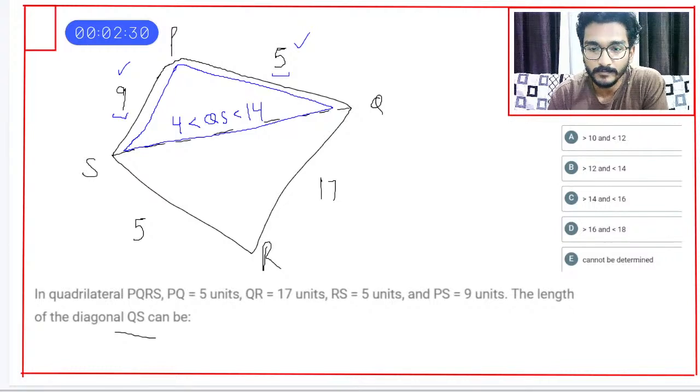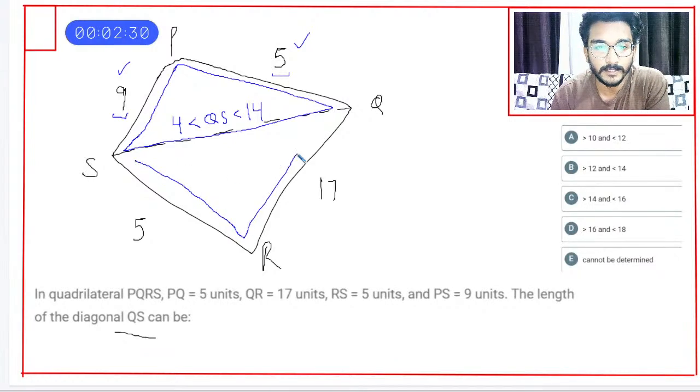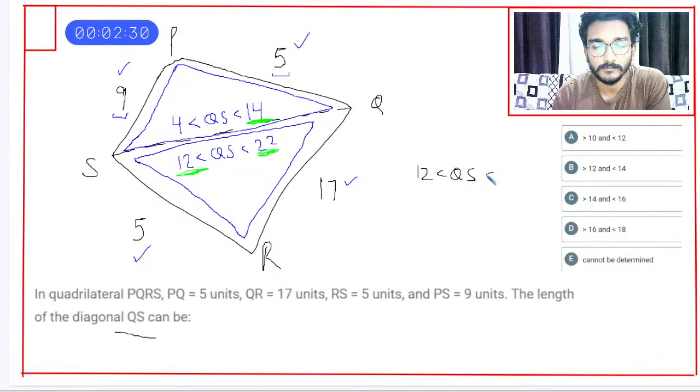There are 2 approaches. This is the first approach. If I apply the same concept in this triangle, we can say that QS is less than 22. The sum of sides is 22 and the difference between them is 12. So applying the fundamental, the common region, QS must be less than 14. If it is less than 14, it will automatically be less than 22. So it must be less than 14 and greater than 12. Between these two values, QS must lie. That is the common region, so it lies between 12 and 14.